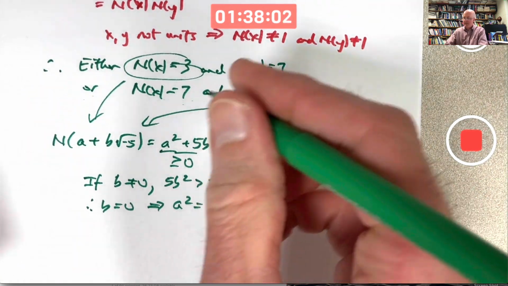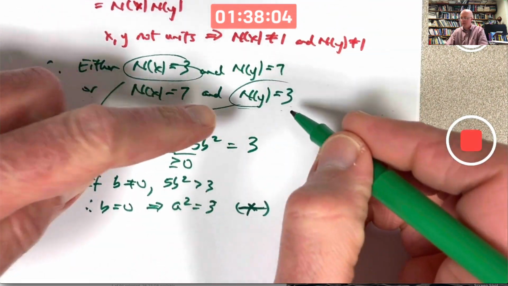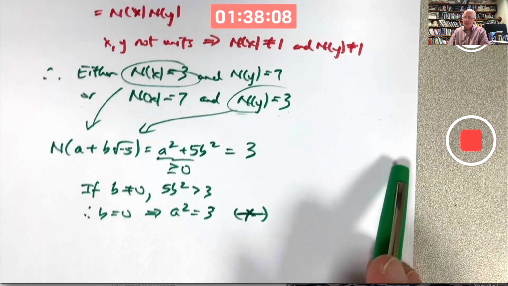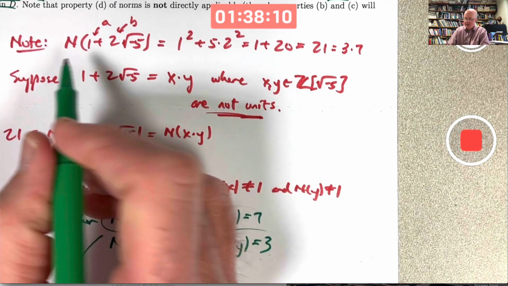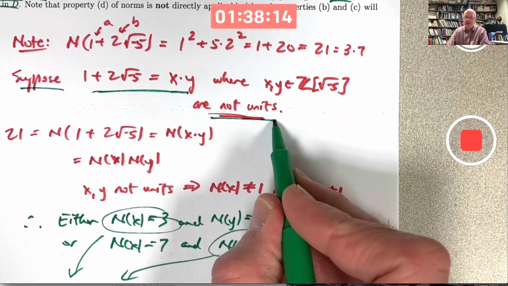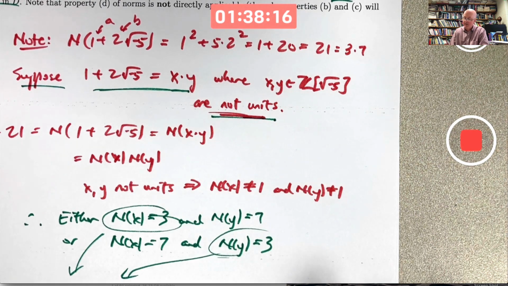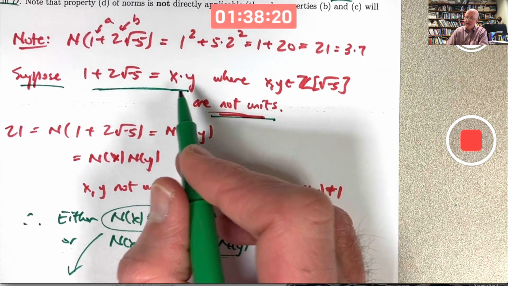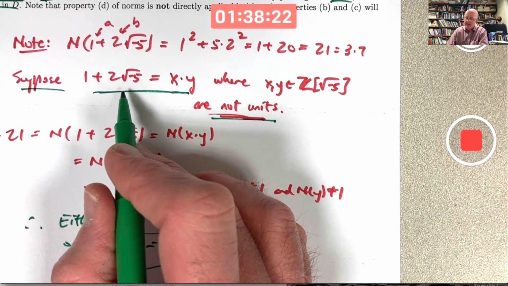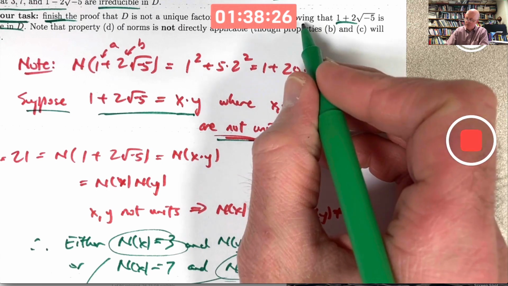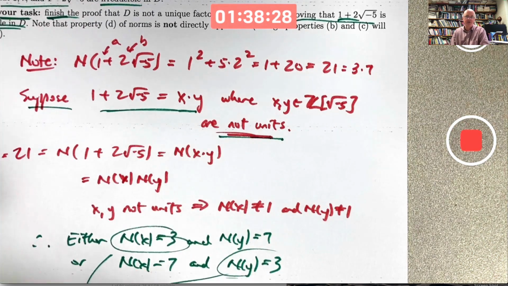Okay, and you could make the same argument whether you assume n of x is 3 or n of y is 3. This being a contradiction means our original supposition to the contrary, that this is factorable in terms of non-units, must be false. We must therefore conclude that x or y is a unit, which means 1 plus 2 times root negative 5 is irreducible in D. That's what we were trying to do. Prove that this is irreducible in D, and that would finish the proof.